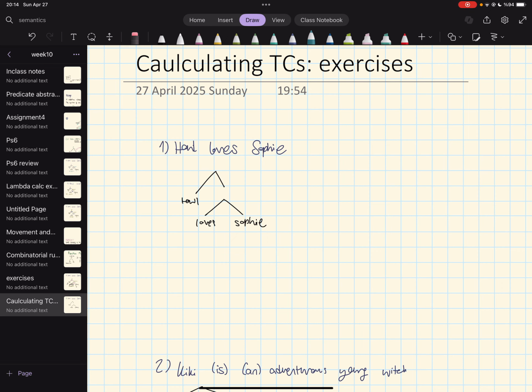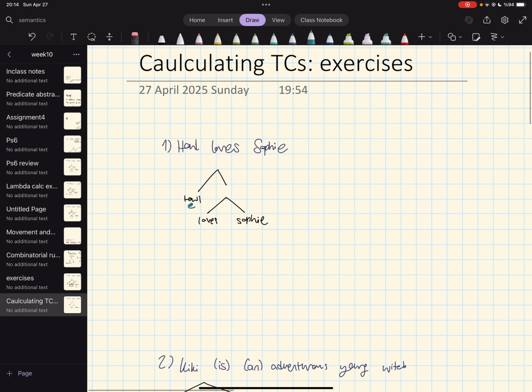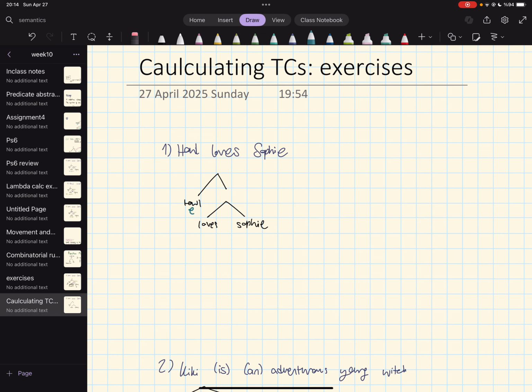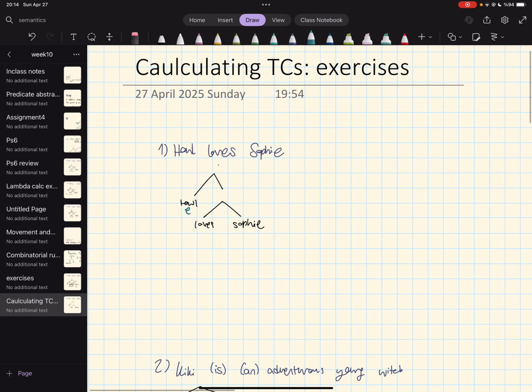So first of all, what I know is Hall is an entity, which is of type E. Entities are of type E. Truth values are of type T. So the whole sentence will denote a truth value, therefore it is of type T. Sophie is also an entity of type E. And loves, thanks to my lexicon, I know that loves is a two-place function, a transitive verb, taking two arguments and returning a truth value. Therefore, we can say that it's of type EET.